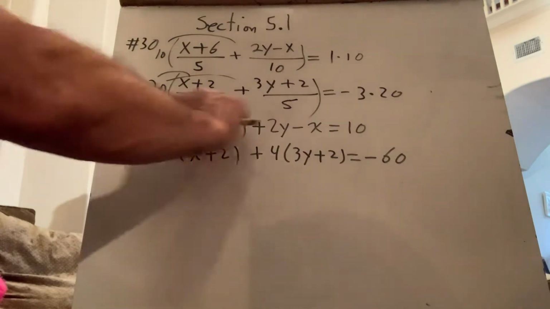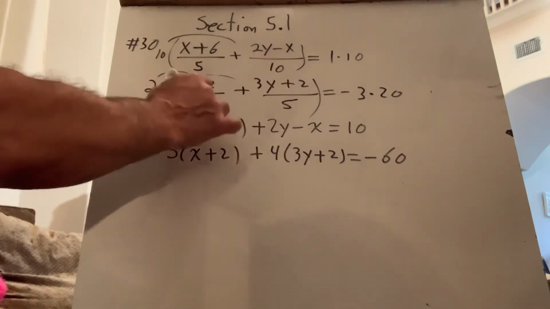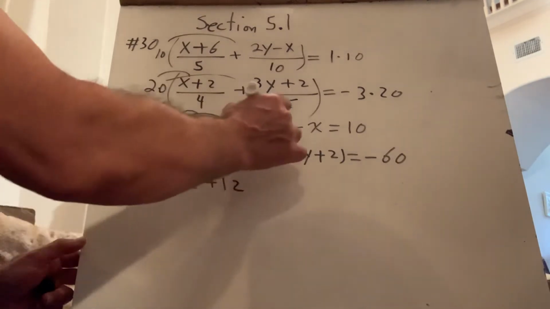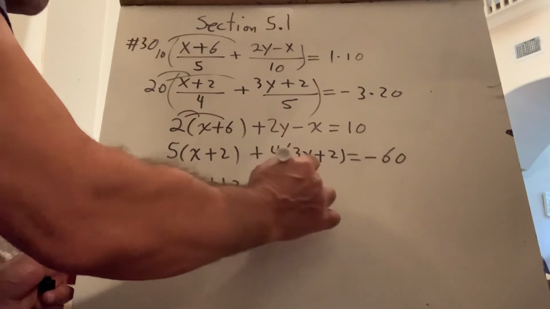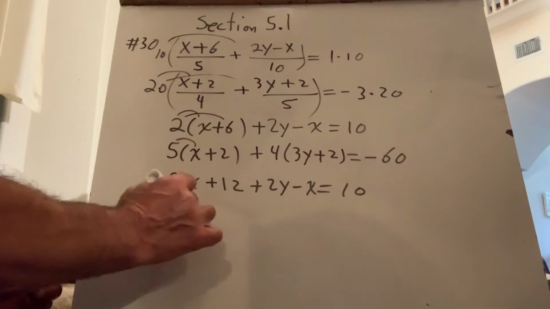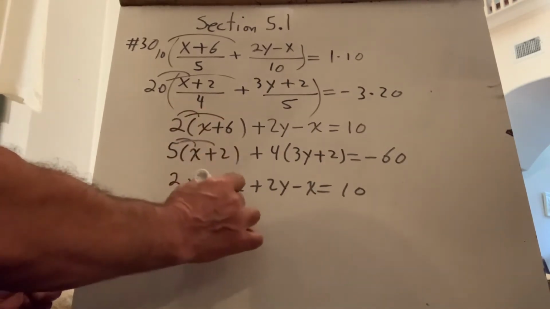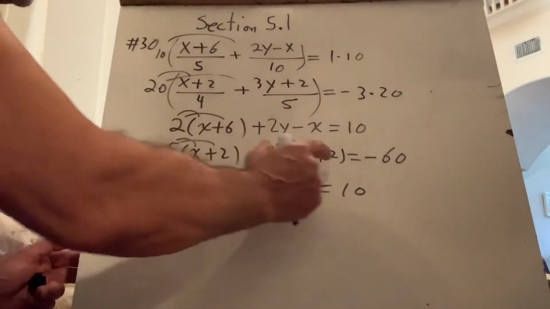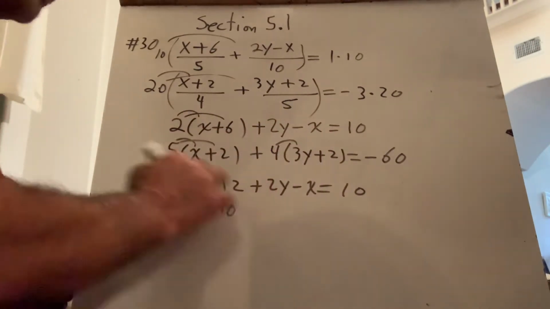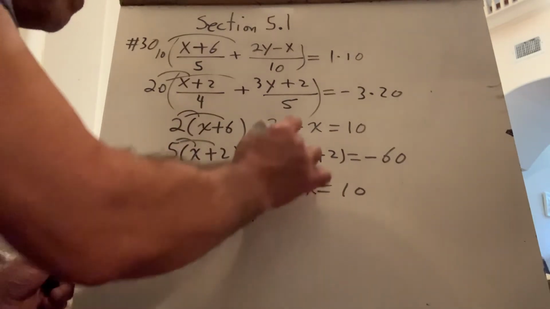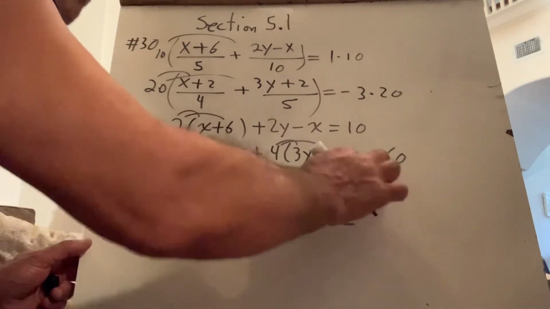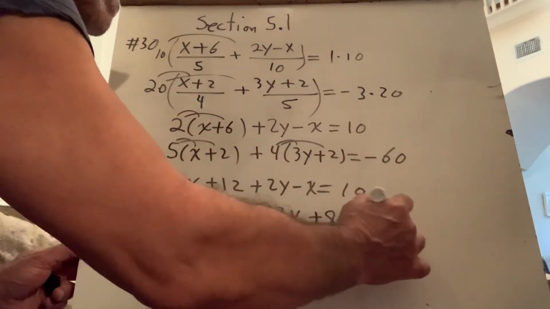Our next step is to remove all the parentheses. We do that by the distributive property. Of course, 2 times x becomes 2x. 2 times 6 becomes 12. Those two terms stay the same because there is nothing in front to distribute. And then similarly, in the second equation, 5 times x is 5x. 5 times 2 is 10. Also 4 times 3y. Now you see why we put parentheses, because if you don't, you may forget to distribute the 4 by both numbers. So 4 times 3y is 12y. And 4 times 2 becomes 8. And again, all of that equals -60.